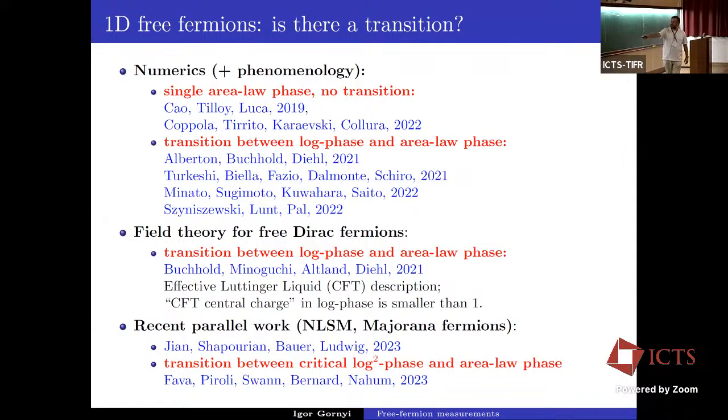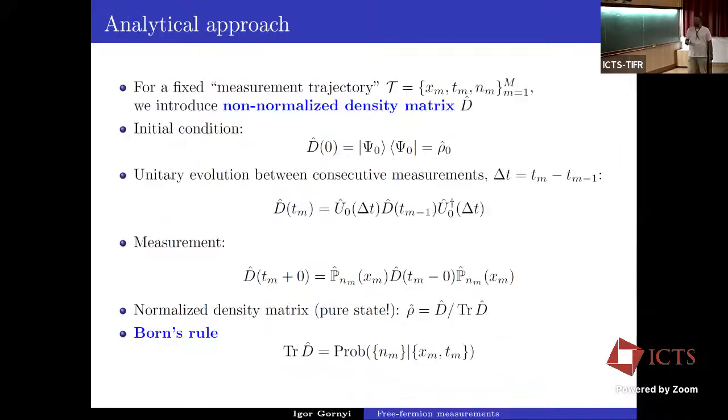And I should also mention a recent work by those two groups who developed a field theoretical nonlinear sigma model approach for monitored Majorana fermions. And in particular, Fava and co-authors found a transition between a critical but log squared phase and area law phase. So the whole zoo of results, including no transition, but all those works have something in common. There is no volume law for free fermions. Okay, so let's try to analyze this problem step by step.